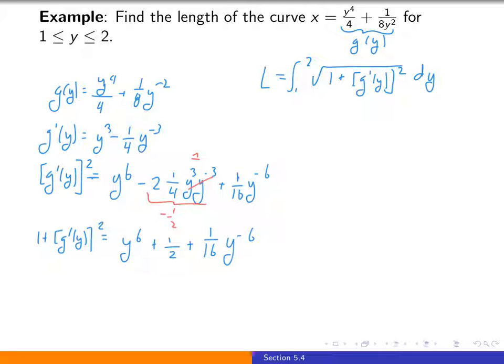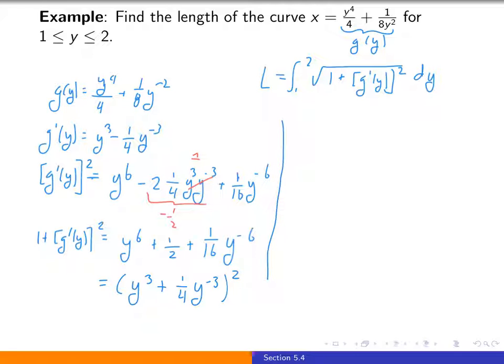And just note the same observation we made before. What we've calculated here is g prime of y squared, and that gives us y to the 6 minus 1/2 plus 1/16 y to the minus 6. So if instead of having a minus 1/2, we have a plus 1/2, that means that we really have the similar quantity squared, but with a plus. So this is really equal to y cubed plus 1/4 y to the minus 3, squared. So very similar to that last example.